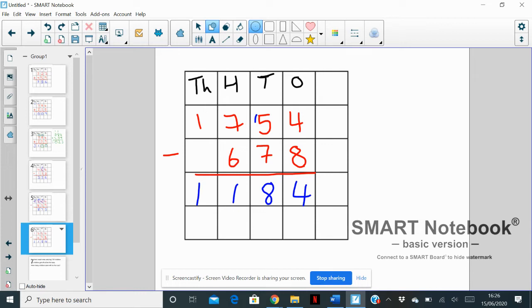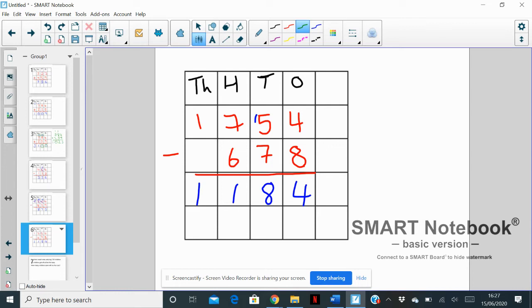Right, I would like you to have a look at this calculation, which someone's had a go at, and I want you to see if you can spot what mistakes they have made. So I'm going to get my green pen out, and we're going to work through it as if we were solving it ourselves. So we're going to look in the smallest column first.